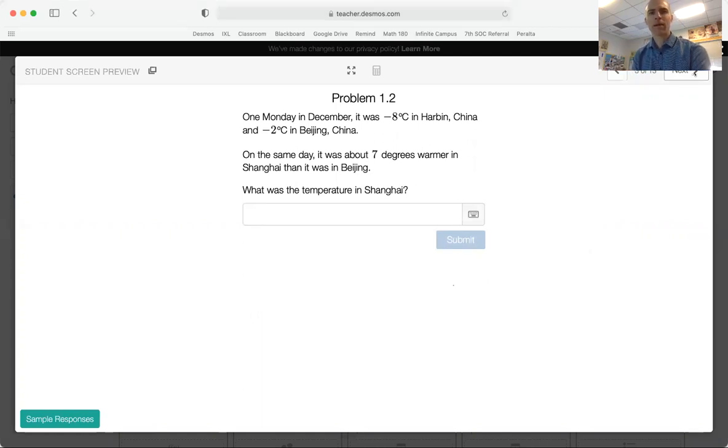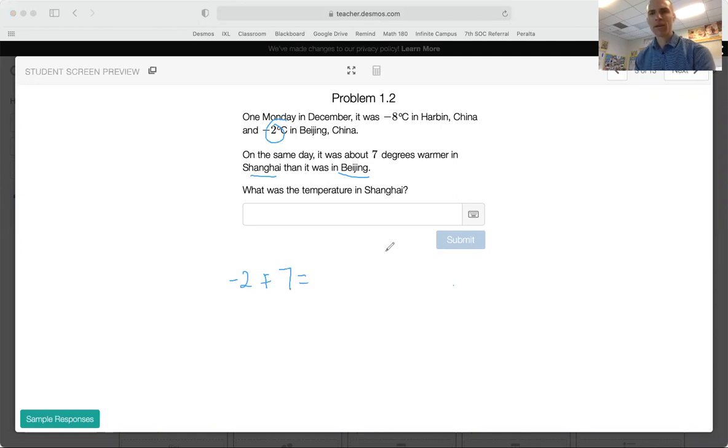Okay, so same setup, -8 degrees in Harbin, -2 degrees in Beijing. And on the same day, it was about 7 degrees warmer in Shanghai than it was in Beijing. So what was the temperature in Shanghai? What we're being asked to do here is add 7. It's 7 degrees warmer in Shanghai than in Beijing. So Beijing, that's our -2, and then 7 degrees warmer, that's plus 7.